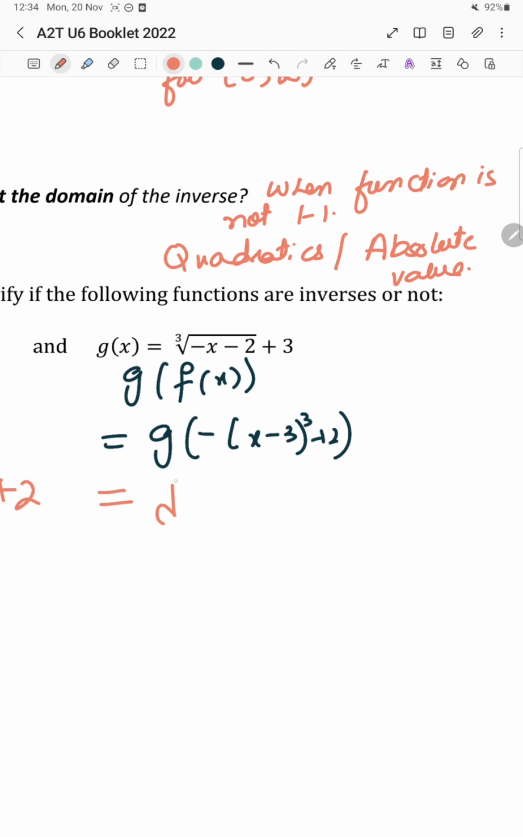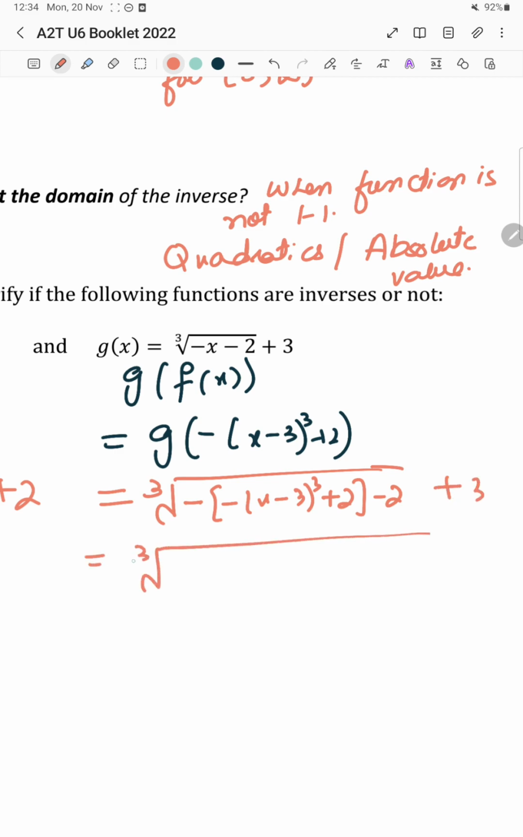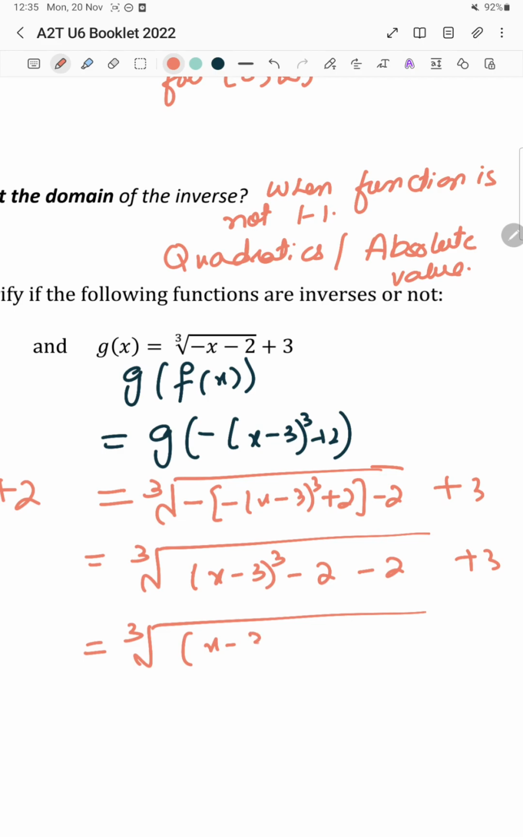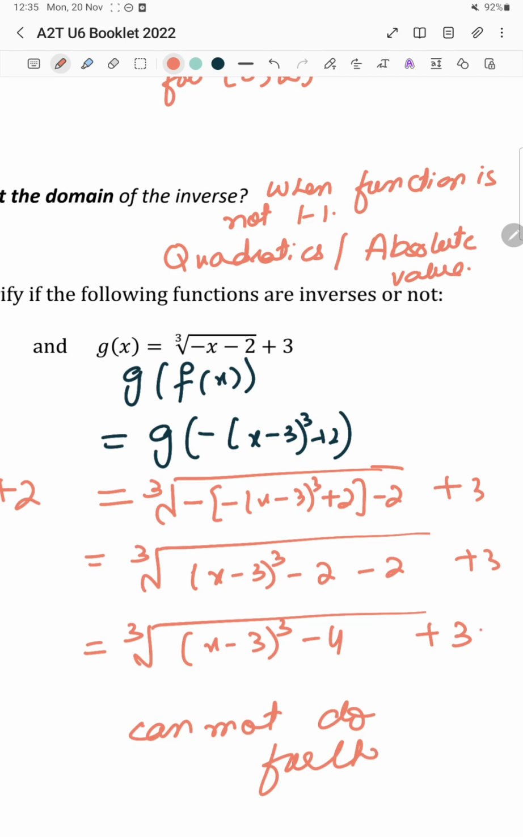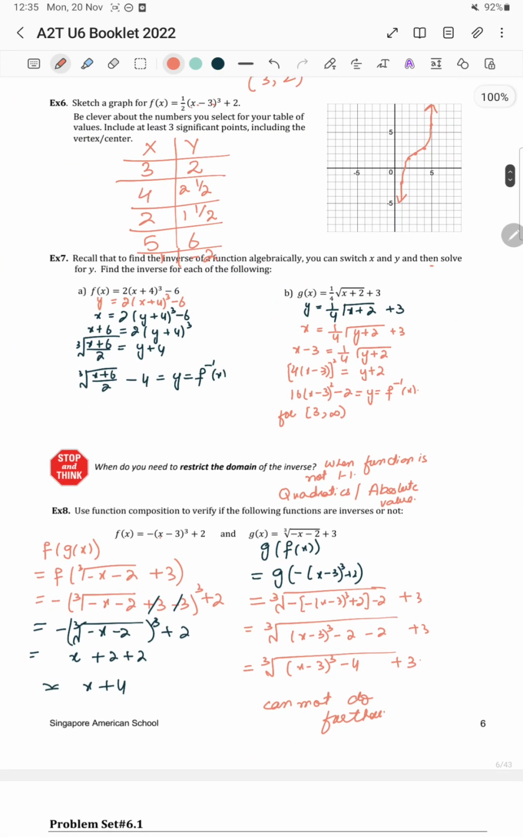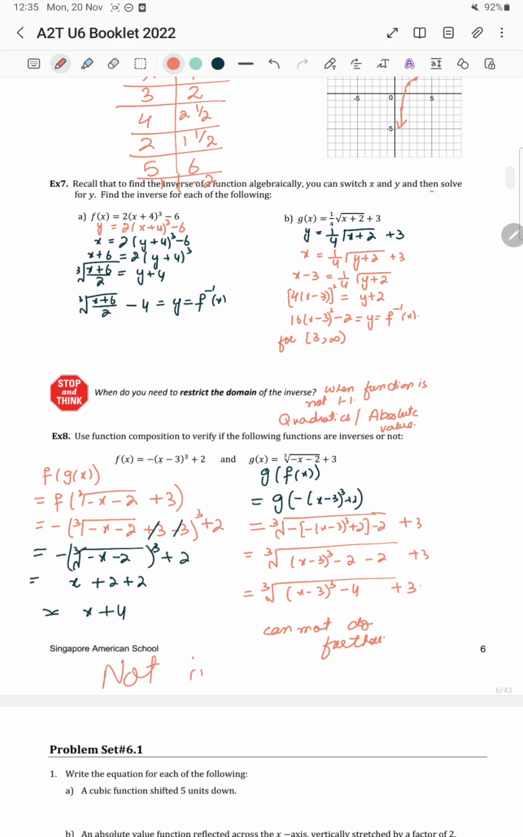Df of x, g of x, cube root of minus x. So not inverses, because they are not equal to each other.